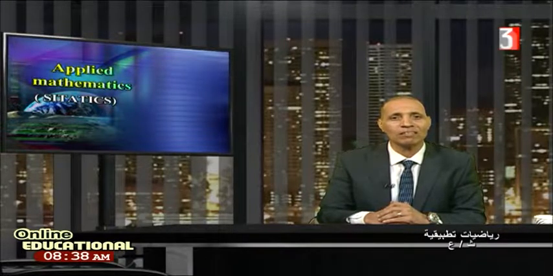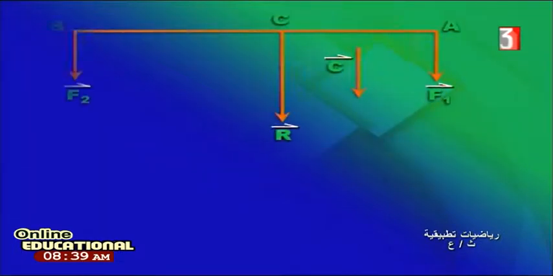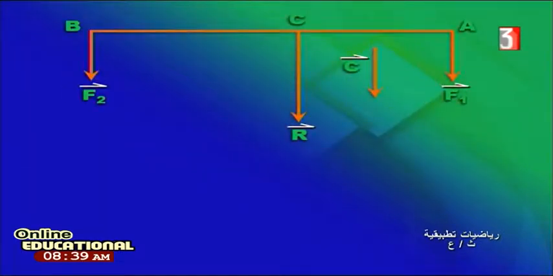My dear student, look at the revision about parallel forces: resultant of parallel collinear forces. Look, we have two like forces. F1 acts at A, F2 acts at point B. The resultant of the two forces acts at point C in the same direction.